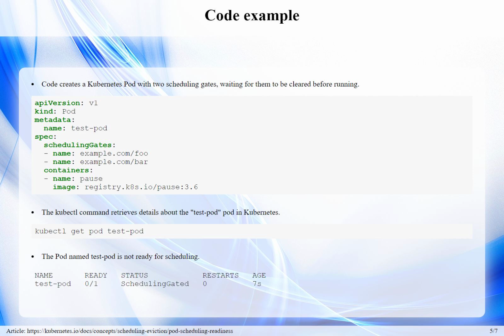The code snippet is displaying the status of a pod named test-pod, which is currently not ready for scheduling as indicated by the status SchedulingGated. The pod has not yet started running, as indicated by 0/1, no restarts have occurred, and the pod was created 7 seconds ago.